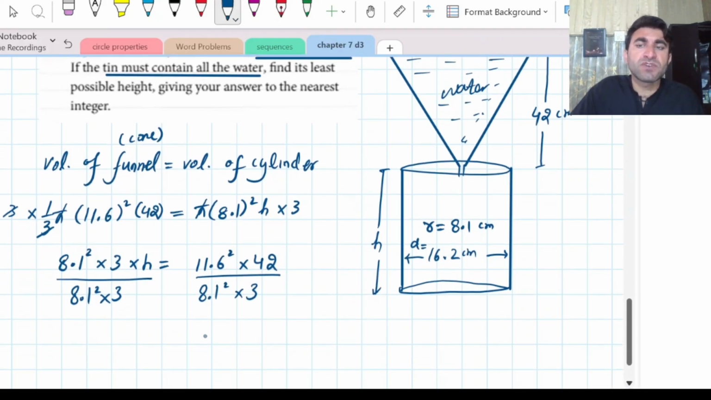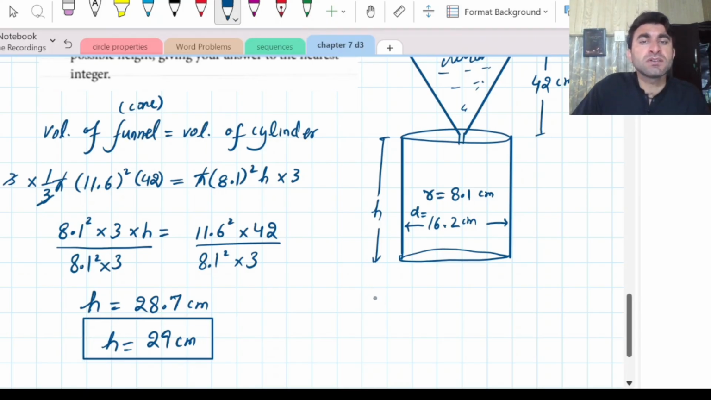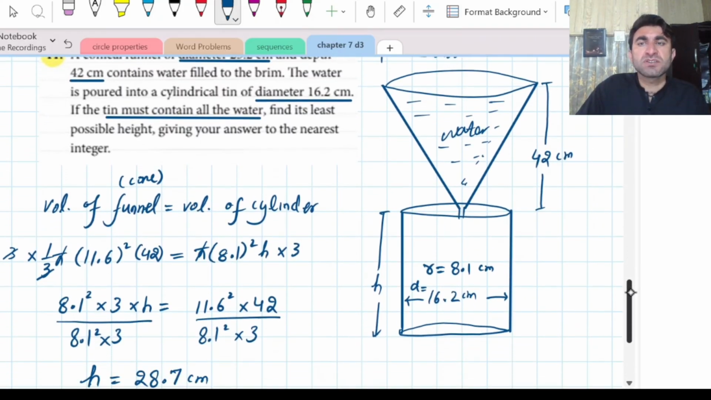So let us find the value of the height using a calculator, and it becomes 28.7 centimeters. So that is the height of the cylinder. As it stated, giving your answer correct to the nearest integer, if we round it off to the nearest integer, the height shall become 29 centimeters. So 29 centimeters must be the height of the cylindrical tin in order to contain all water from the conical funnel. So this was question number 11. Let's move to question number 12 now.